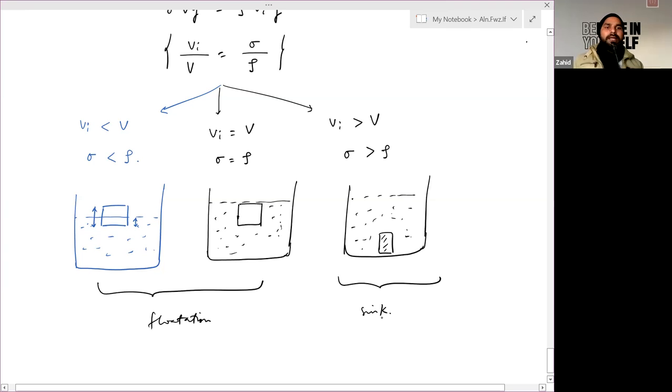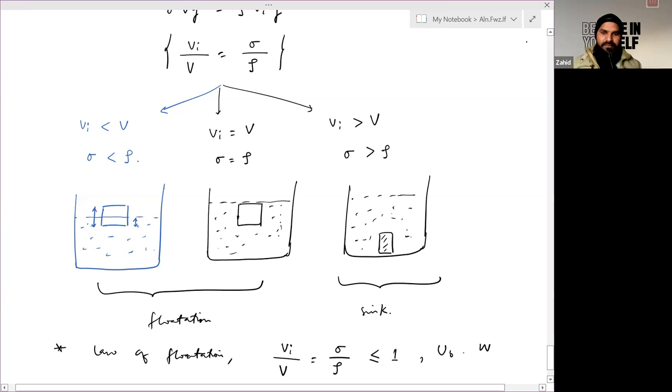So you'll be asked, define condition under which object will still float in a particular liquid. So you'll say law of flotation or floating condition. Volume of object immersed divided by total volume, or it is equals to sigma by rho. This particular ratio would be less than equal to 1. Or you can say buoyant force and weight.